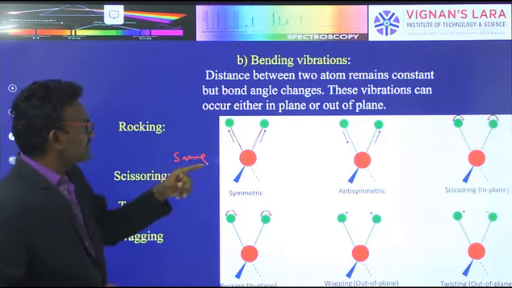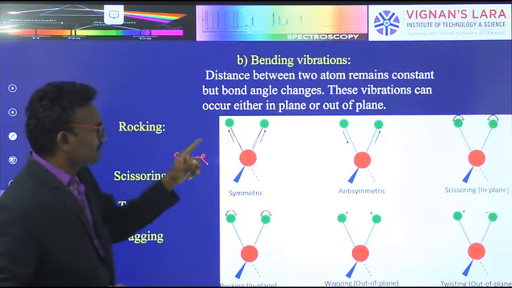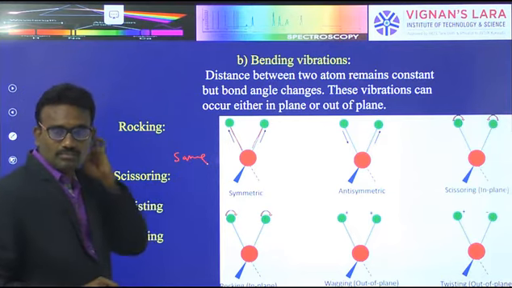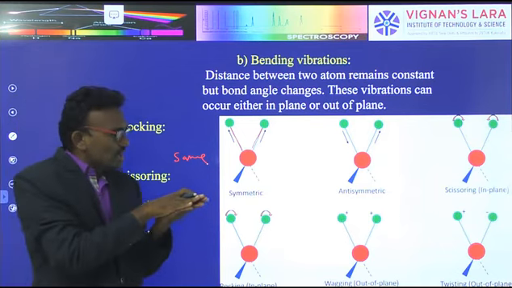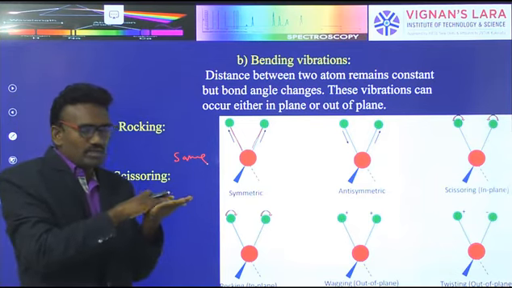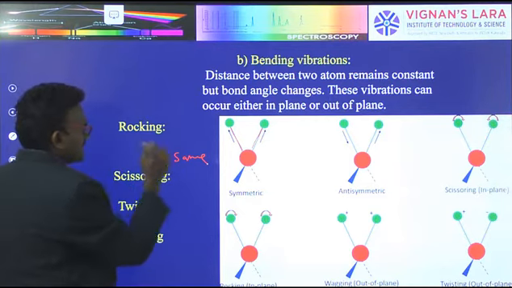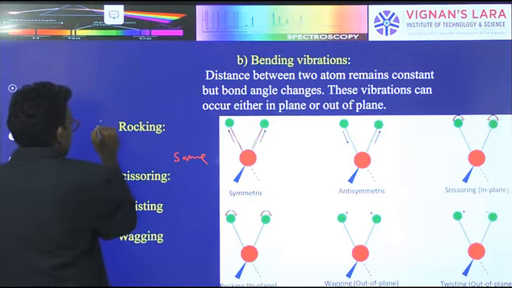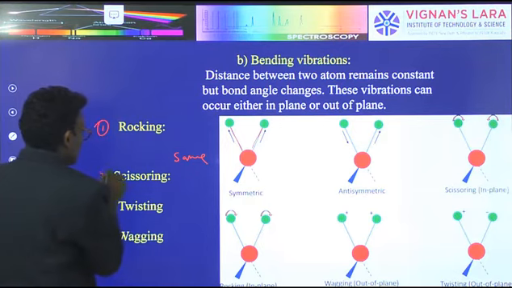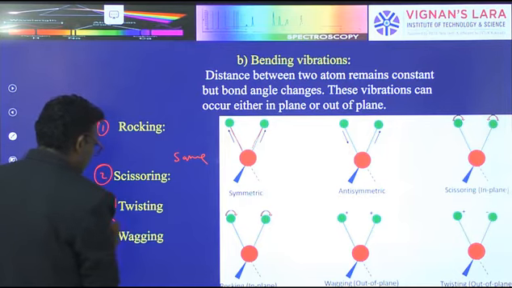These vibrations can occur either in the plane or out of the plane. Some atoms move above the plane or below the plane. There are also four types: one is rocking, second is scissoring, third is twisting, and fourth is wagging.